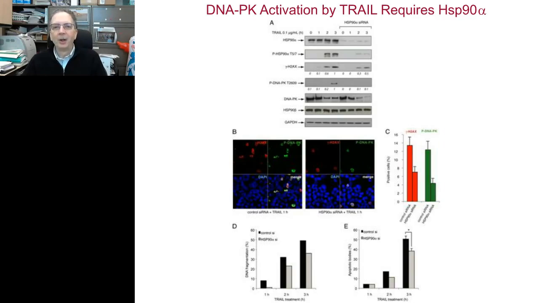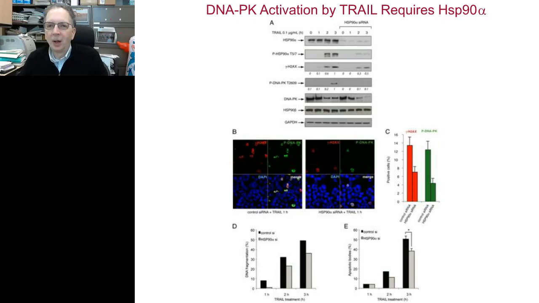in panel A, there is minimal appearance of phospho-T57 HSP90 in response to TRAIL. There's minimal appearance of gamma H2AX in response to TRAIL. And this is in the presence of the beta isoform of HSP90. So this phenomenon of T57 phosphorylation and gamma H2AX phosphorylation by DNA-PK is HSP90 alpha dependent. This is a unique role for HSP90 alpha in the nucleus of cells.